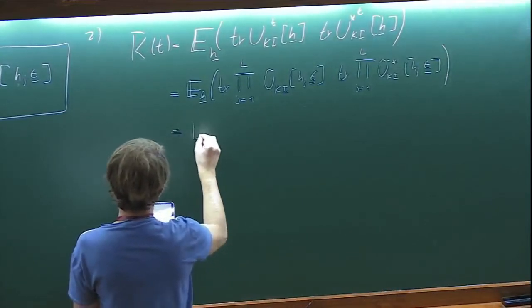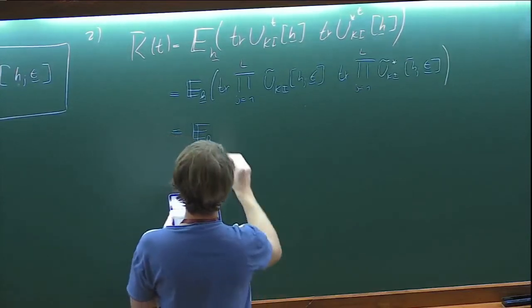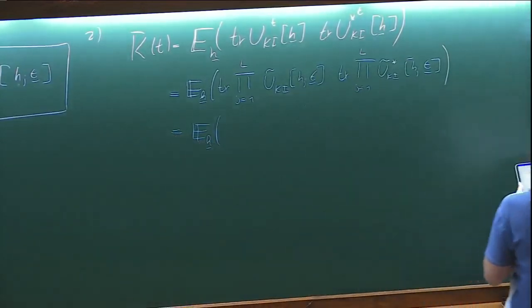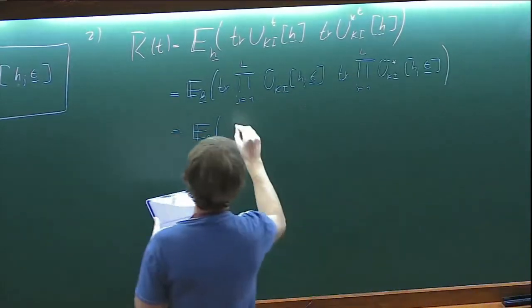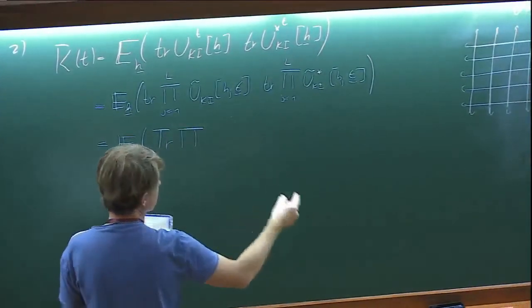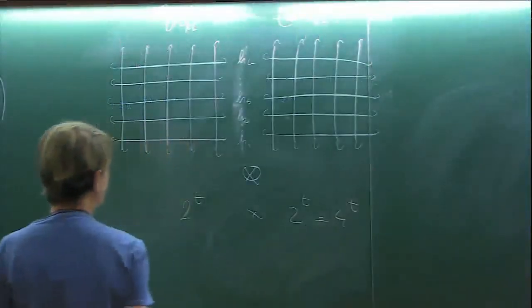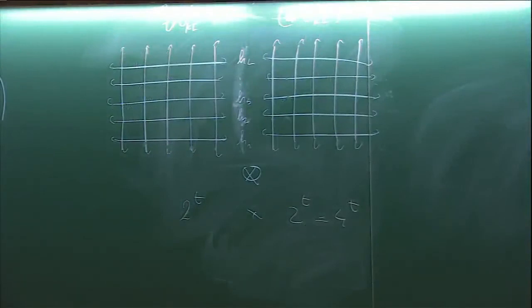And now I do again the same trick as I did yesterday in my super simple example. I write this as a trace in the tensor product. So I'll put now these copies together, and I'll write it as a trace. So now it's a trace over the product space, over a space of dimension 2 to the t times 2 to the t. It's 4 to the t.